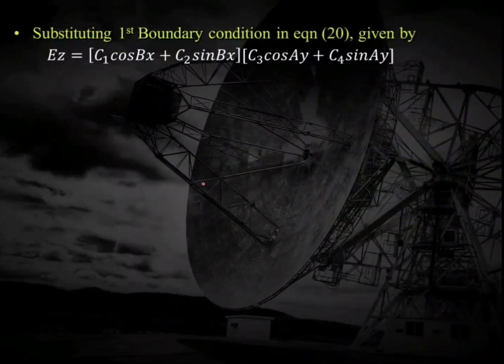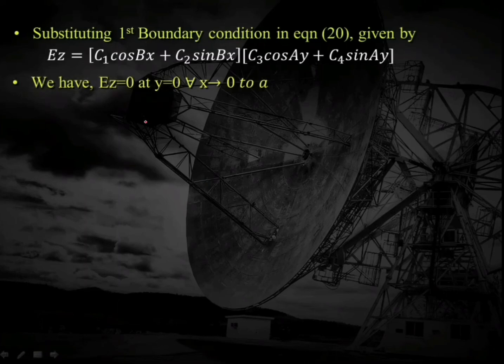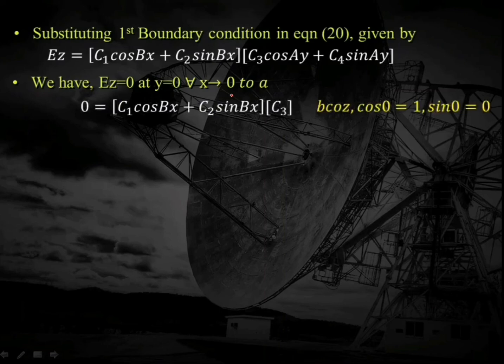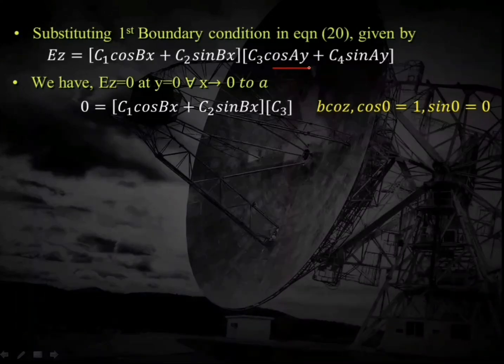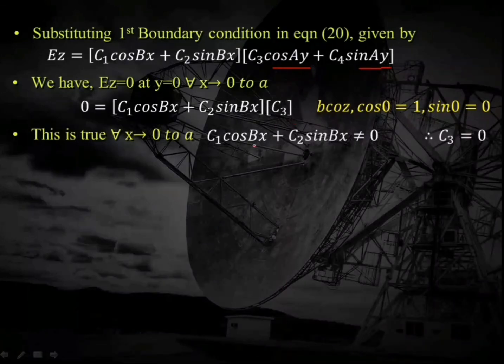When I apply or substitute the first boundary condition in my equation, I will get Ez is equal to 0 at y equal to 0 and for all x from 0 to a. It means Ez will be 0 when y is equal to 0. So by substituting y equal to 0 over here, I will get cos of 0, which is 1, and sine of 0, which is equal to 0. So it reduces to C1 cos bx plus C2 sin bx into C3. And it is true for all values of x from 0 to a. It means this term cannot be equal to 0. The only term which can be reduced to 0 over here is C3.